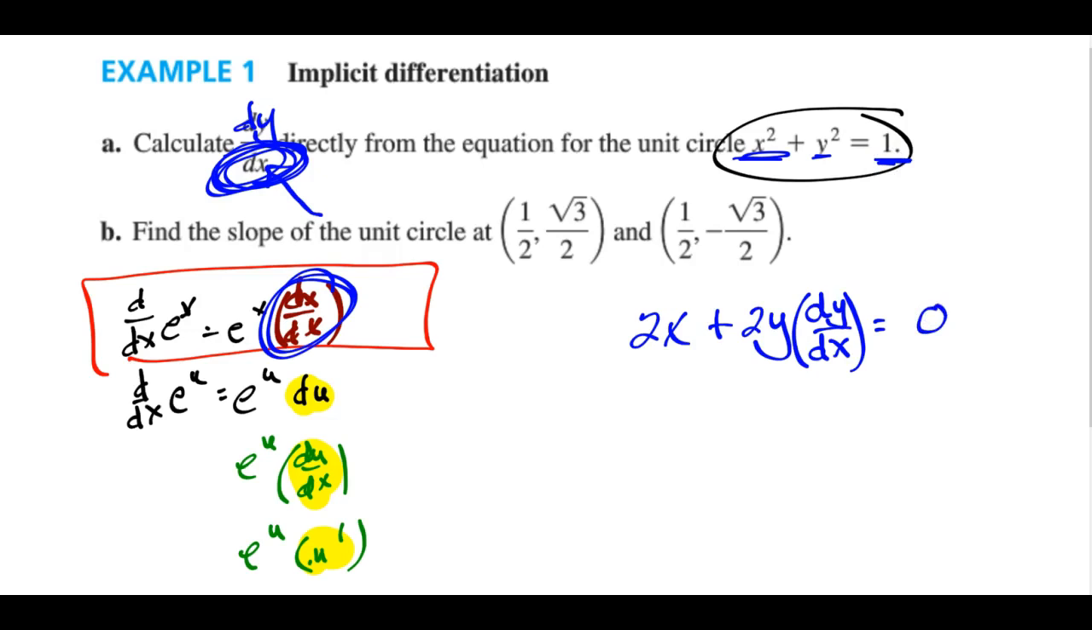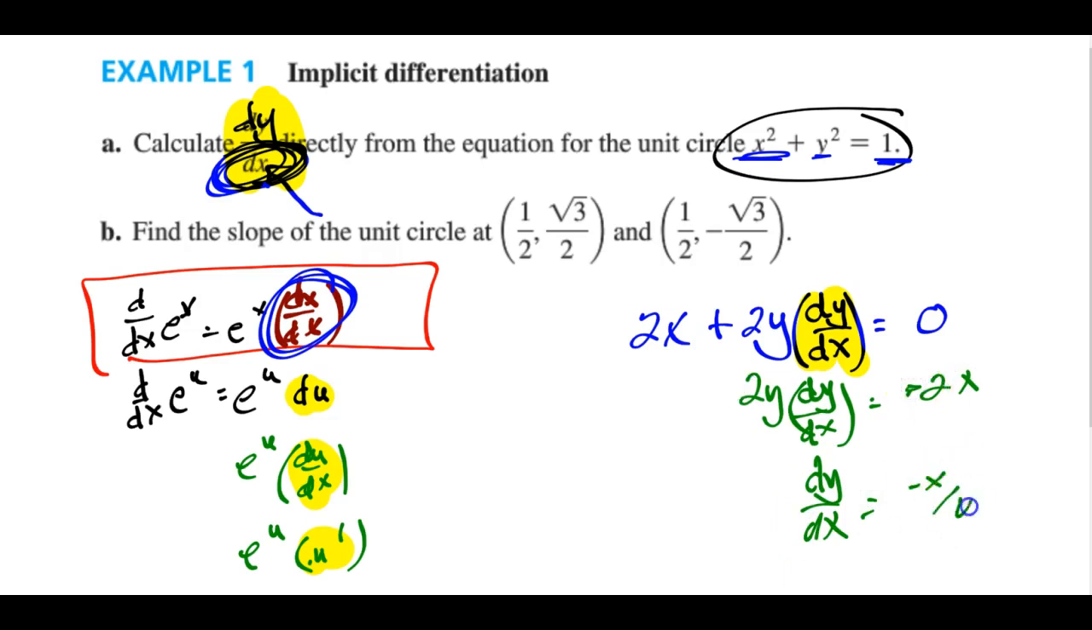But they say calculate and find dy dx. Well, there it is. dy dx is that guy. Well, let's solve for that guy. So 2y dy dx is negative 2x. And of course, if I divide both sides by 2, dy dx turns out to be negative x over y. So I'm done with part A.